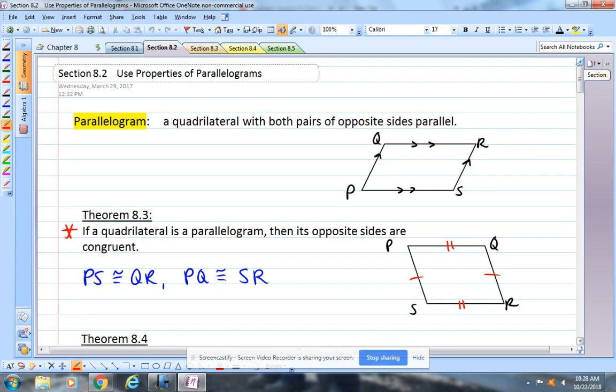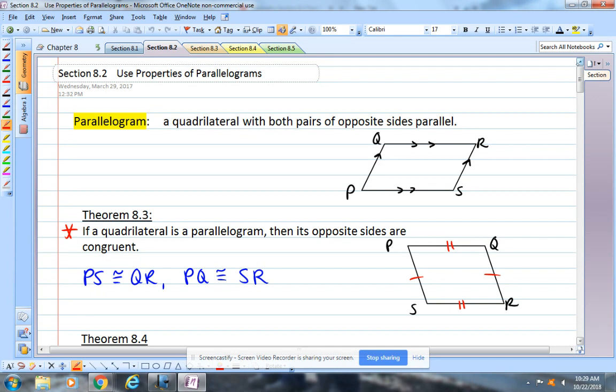So a parallelogram is a special quadrilateral. So how many sides is it going to have? 4. But both pairs of opposite sides are parallel. What does it mean to be opposite sides if you're talking about sides of a polygon? The ones directly across from each other. They're non-adjacent. So the two pairs that don't touch each other are parallel.